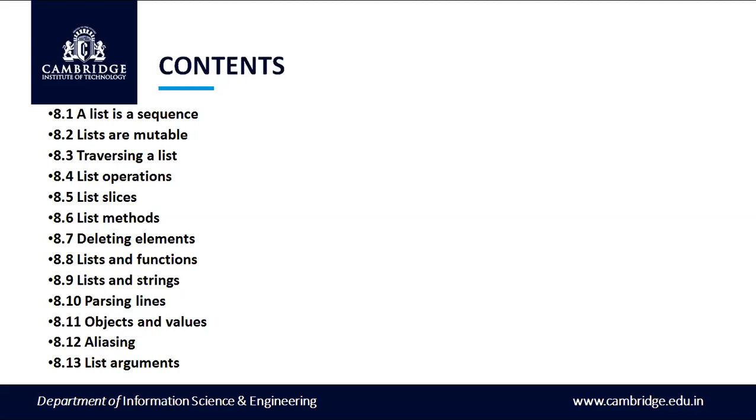You take a grocery list to a supermarket, like a list of items, a list of students, or a list of things you want to pack for a trip. That is this list. Today we'll be covering the first 3 topics in this video: a list is a sequence, lists are mutable, and traversing a list.